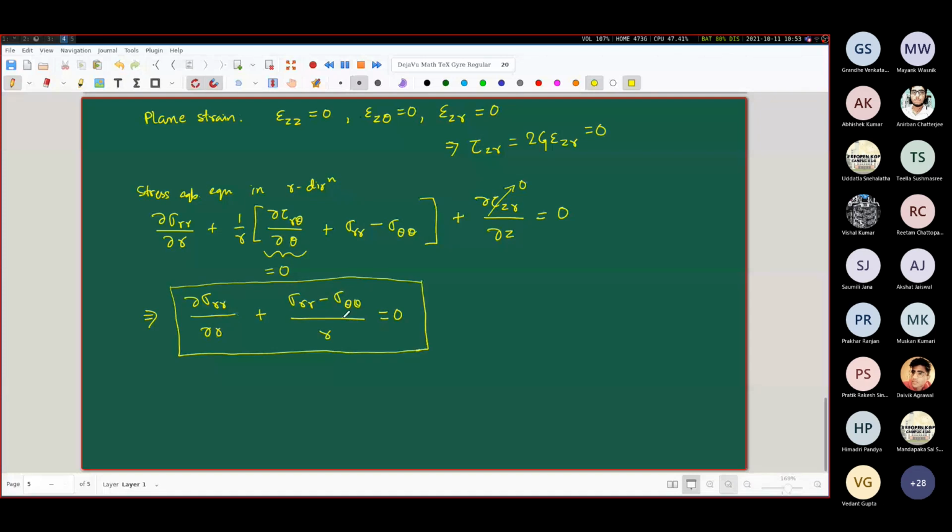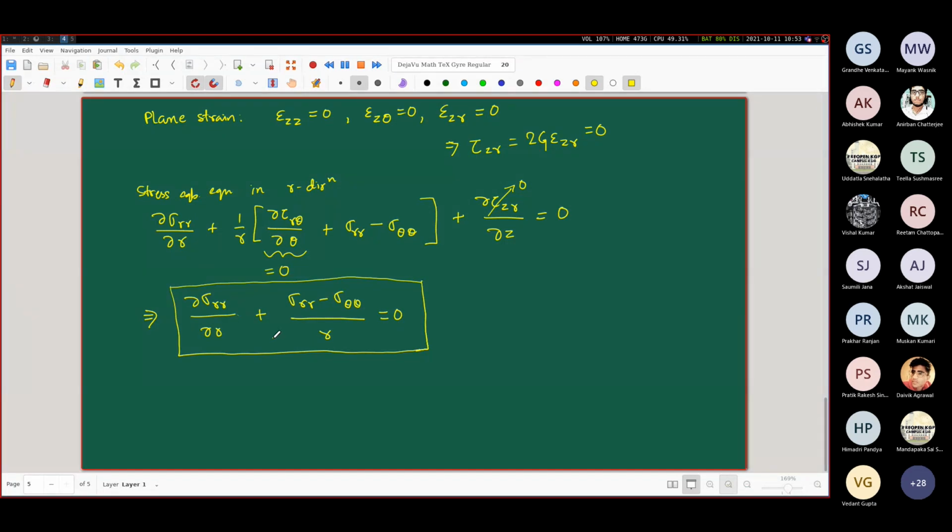Now, we want to represent this equation not directly in terms of the stress components, rather we want to represent this in terms of the displacement variable. So what can we do? We can use the strain displacement relations and the stress strain relations. But remember that things are now considerably simplified because we have already started using the plane strain condition. We are also using the axisymmetric conditions and other things.